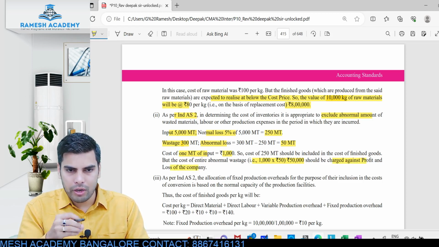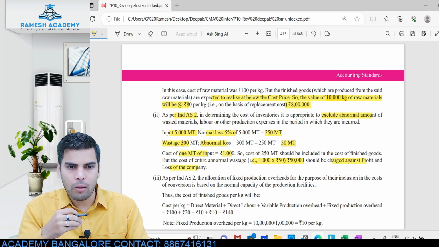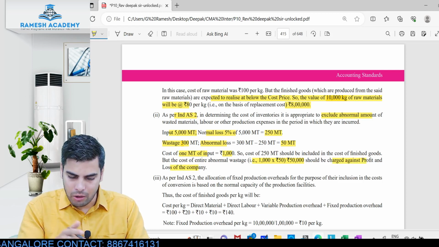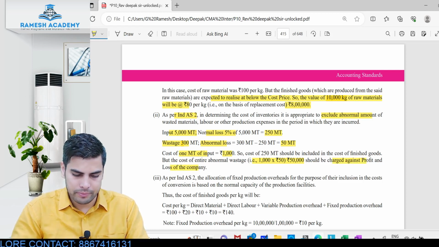You already know the treatment of normal loss and abnormal loss, right? So normal loss we charge to the good units, whereas abnormal loss will be charged to the P&L account. The same point has been explained over here.